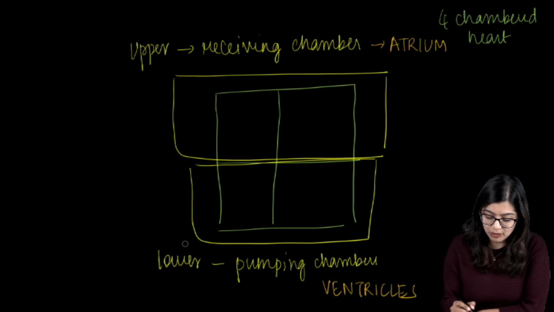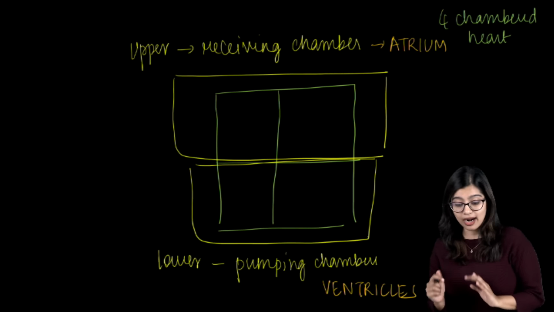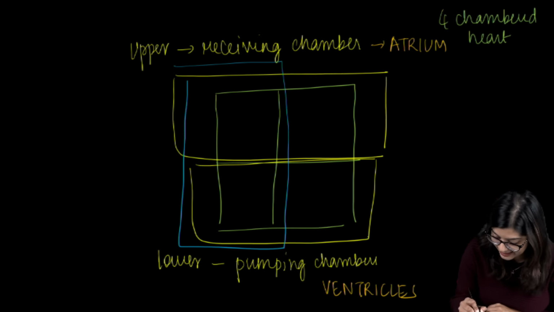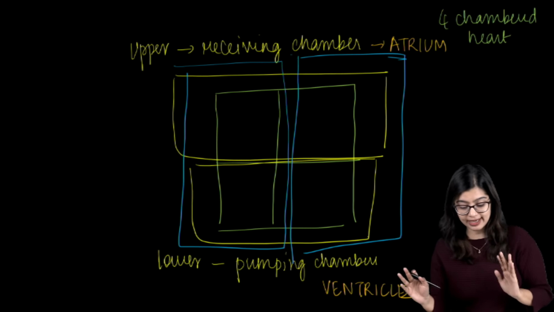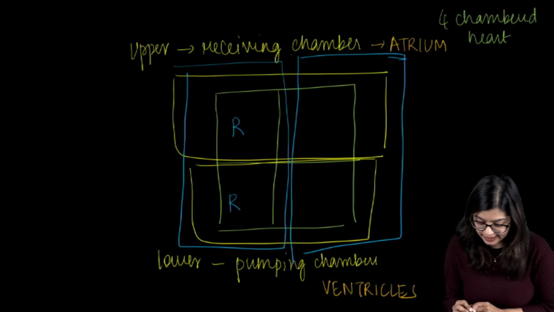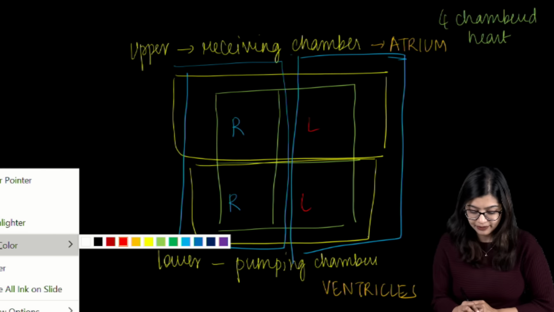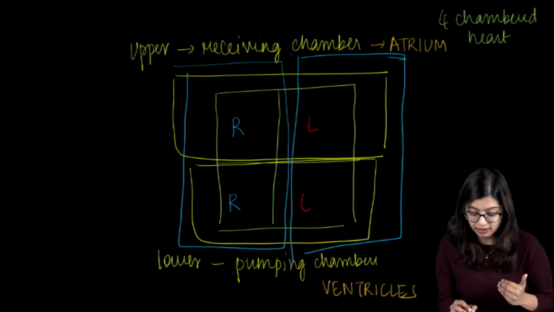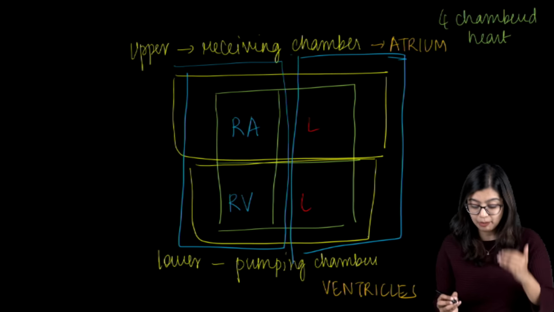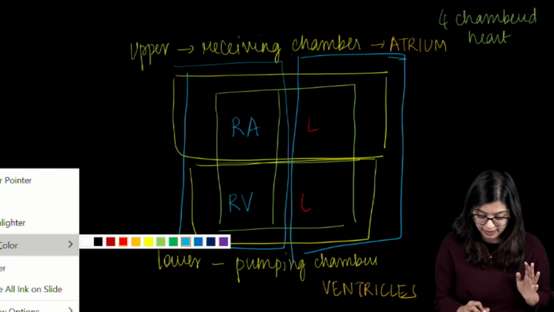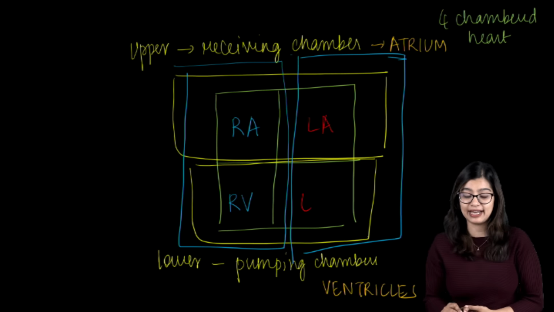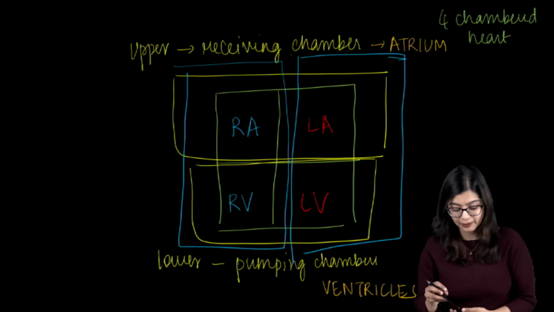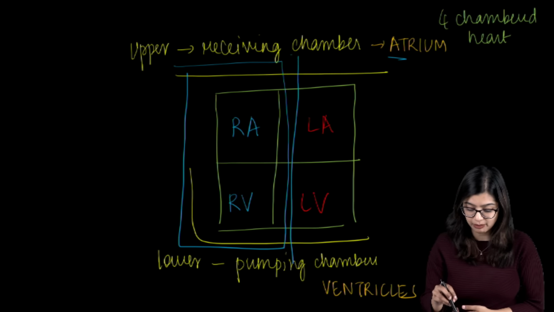Okay. Now we will move on to another bifurcation. The heart is also divided into the right side and the left side. So if you see, this is the right side and this right here is the left side. Now based on this, what can you see? The right chamber on top is an atrium, while the bottom chamber is a pumping chamber, so it is a ventricle. Similarly, on the left side, the top is a receiving chamber. So this is the left atrium and this is the left ventricle. So this is how we have the 4 chambers of the heart.